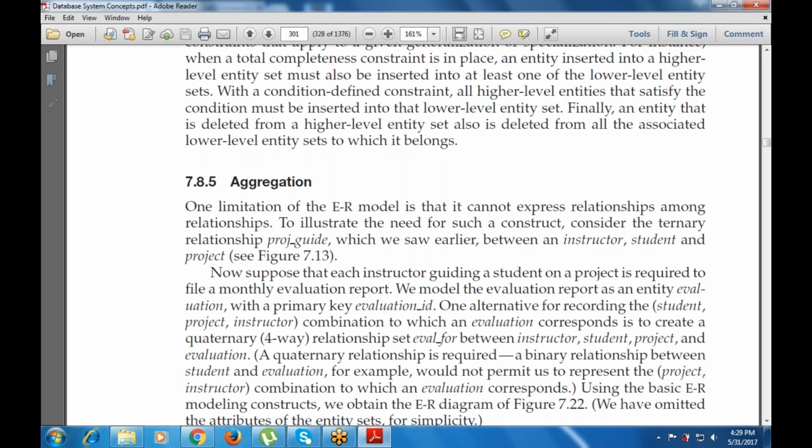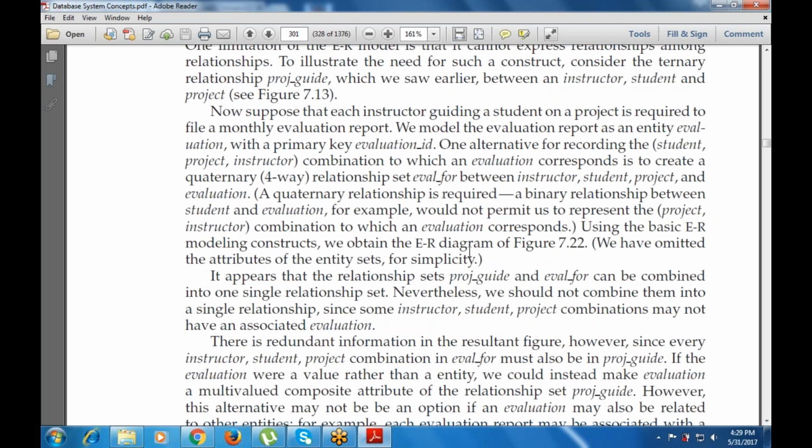This is used for the binary relationship between the student and the evaluation, used to represent the combination to which an evaluation corresponds, using the basic ER modeling constructs. We have omitted the attributes for simplicity. It appears that the relationship sets project guide and evaluation can be combined into a single relationship set. Nevertheless, we should not combine them into a single relationship, since some instructor, student, project combination may not have an associated evaluation. That depends on the requirement.